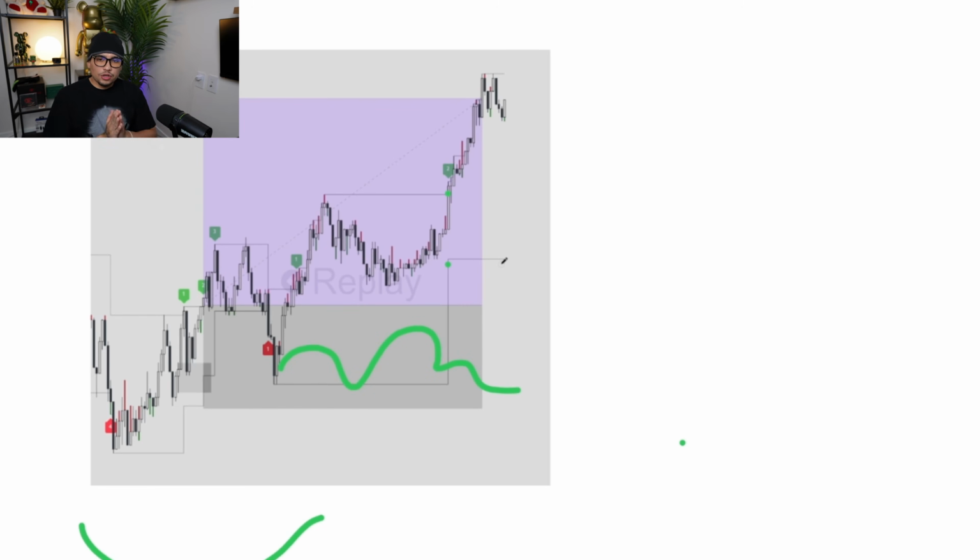Now, I'm going to show you guys real-life examples, which is basically the trade that I had today that made me over $12,000 on the S&P. I longed it because the bias was bullish.